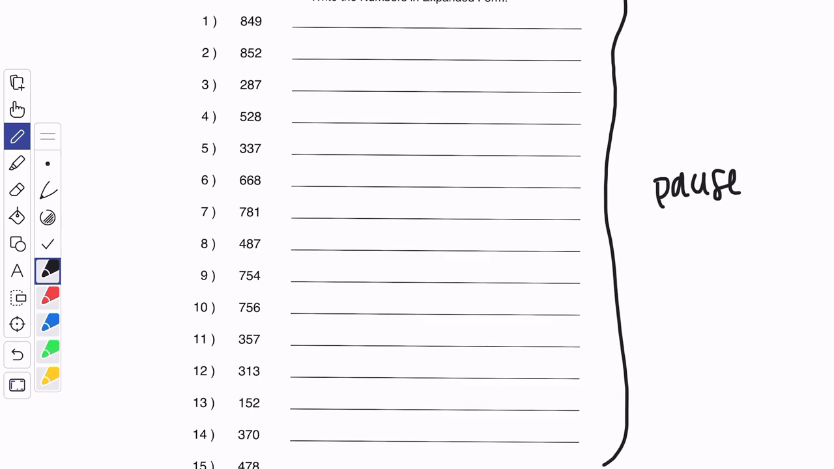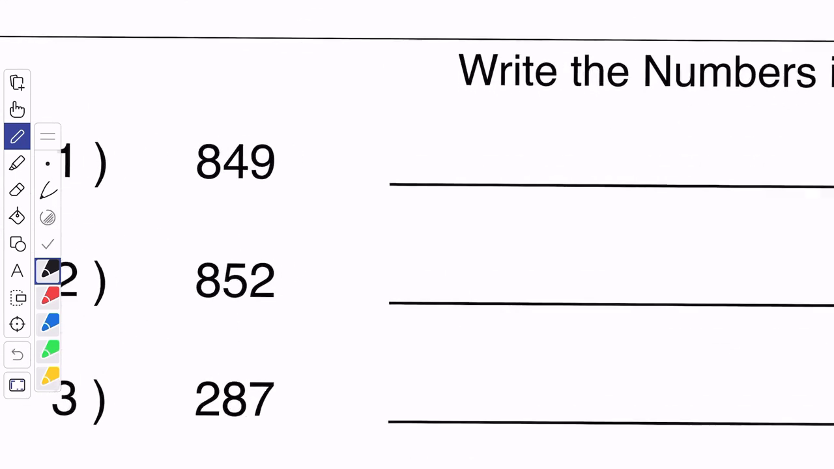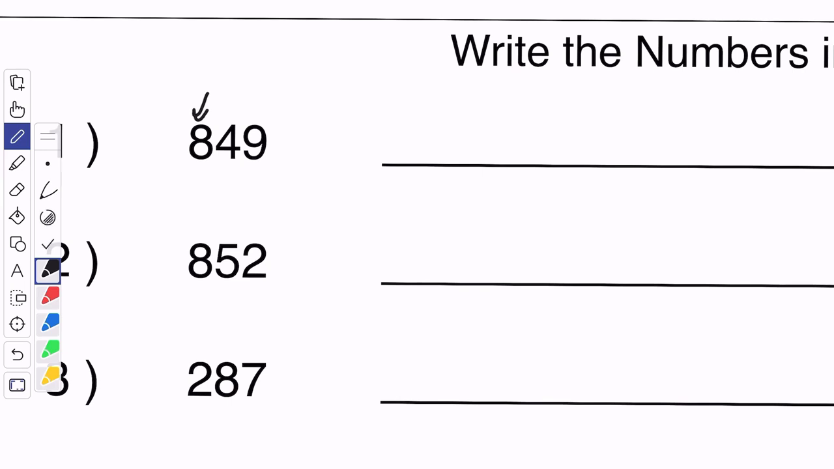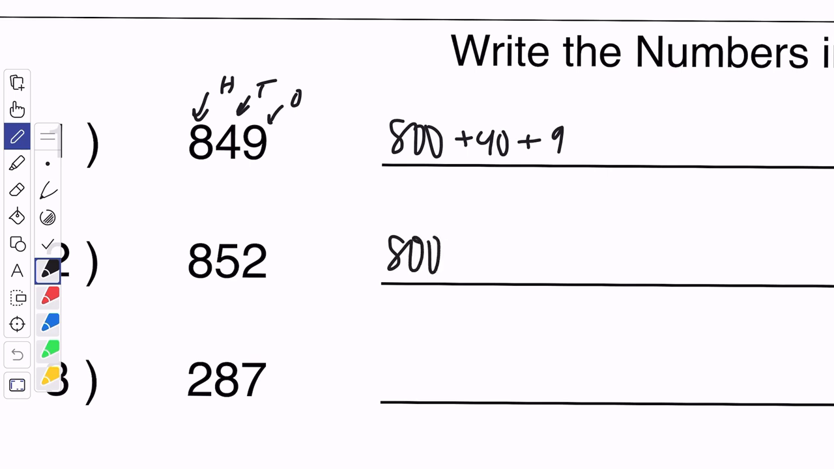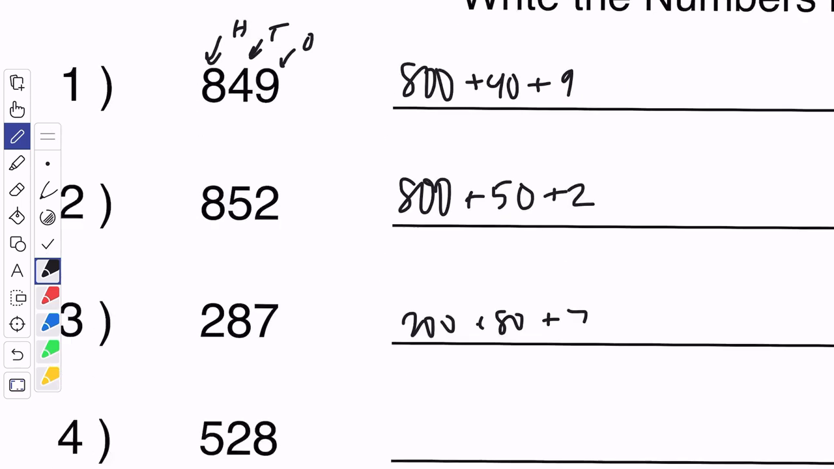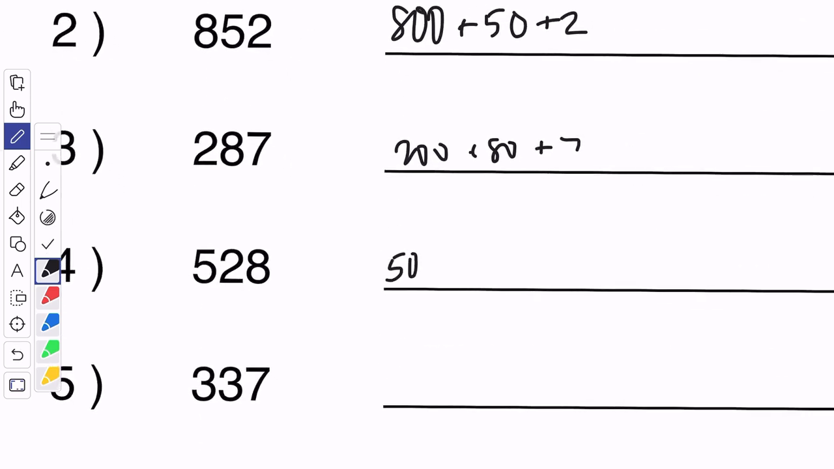Okay, so you guys should be done. Again, here is our hundreds, tens, and then ones. So we have 800 plus 40 plus 9. 800 plus 50 plus 2. Oops, it's a weird 50. We have 200 plus 80 plus 7. 500 plus 20 plus 8.